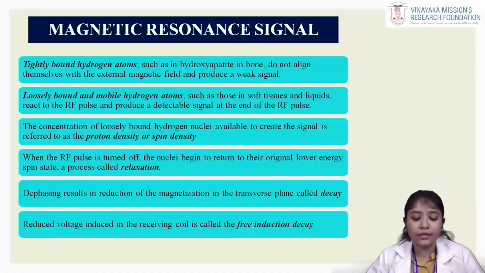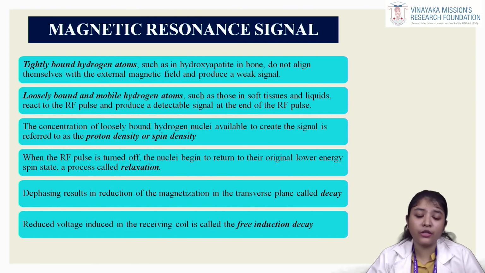Next is the magnetic resonance signal. There are two kinds of signals that can be detected, weak and strong. Tightly bound hydrogen atoms mostly produce a low signal, that is, a weak signal. An example is hydroxyapatite in bone. They do not align themselves with the external magnetic field, so they produce weak signals. The loosely bound atoms produce a detectable signal as they align with the direction of the magnetic field, for example in soft tissues and liquids.